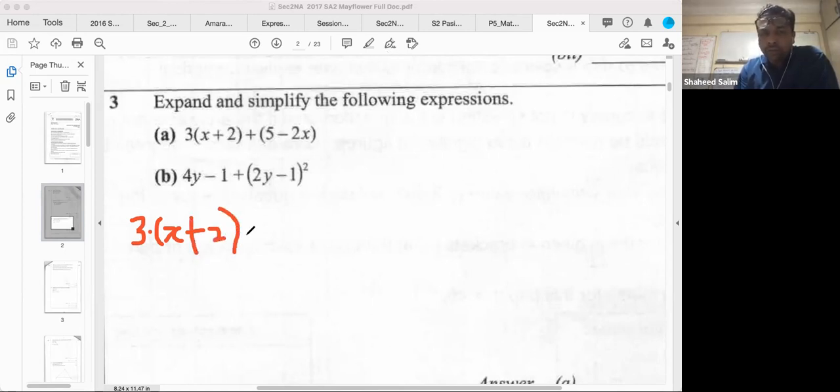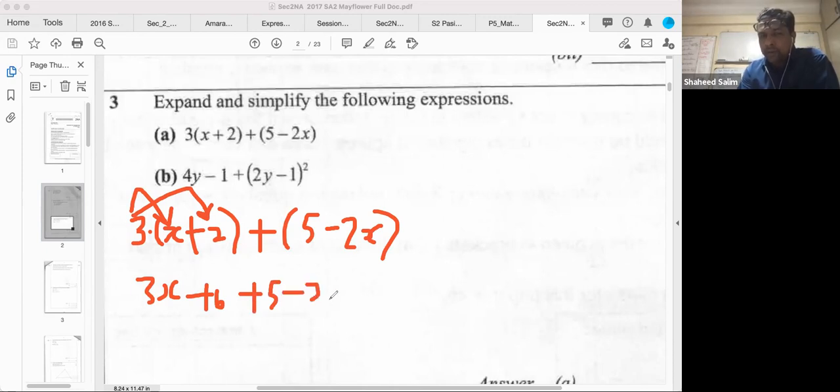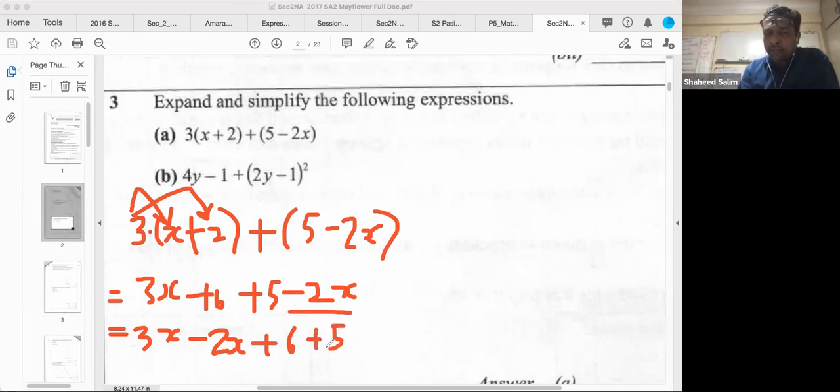3 bracket x plus 2, plus 5 minus 2x. So we times 3 times x, 3x. Then 3 times 2, 6. This one is like 1 now. 1 times 5, 5. 1 times minus 2x, minus 2x. So there is no square here. We rearrange it, get 3x, I bring the 2x down here, minus 2x, plus 6, plus 5. So 3x minus 2x is x, plus 11.